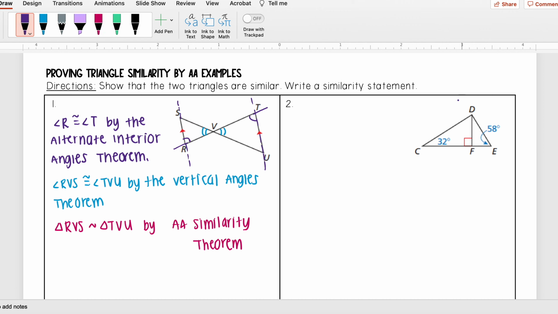Okay, let's try one last one. So I want to prove that these two triangles are similar. I'm looking at this triangle on the right and this triangle on the left. First, I see that there is a right angle right here, and so I know that this is also a right angle. So I know that angle CFD is congruent to angle EFD by the right angle congruence theorem.